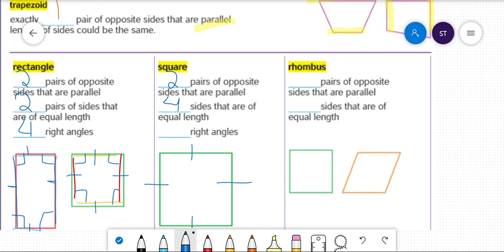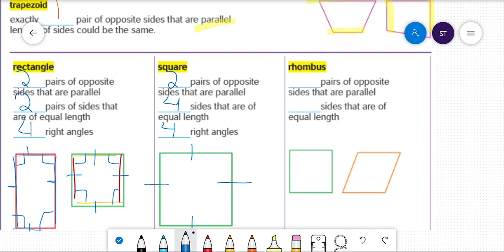A rectangle cannot be called a square because it does not have all sides equal. A square must also have four right angles. So far we know that a square is a rectangle, a square is a square, and a square is a quadrilateral. Last, we have a rhombus.